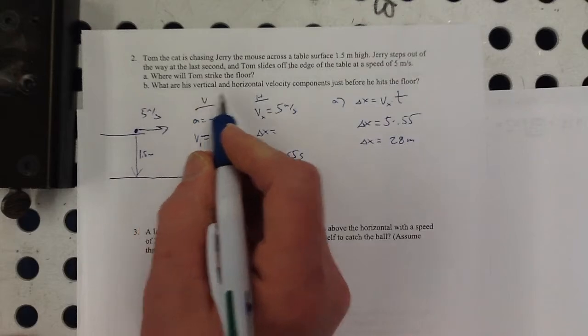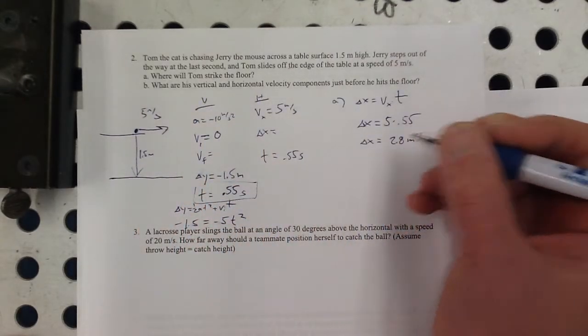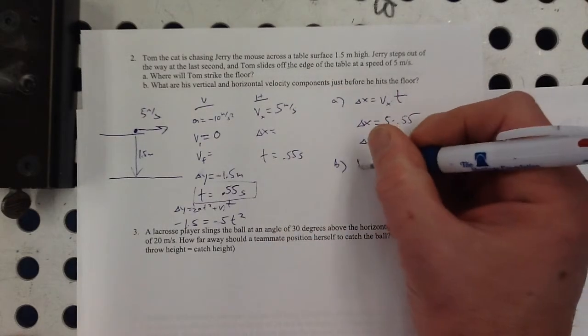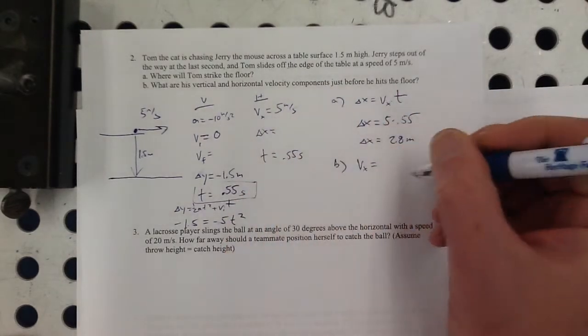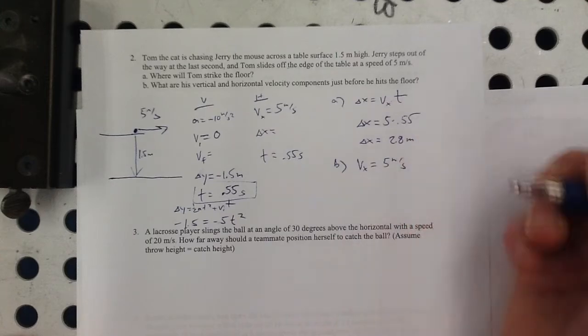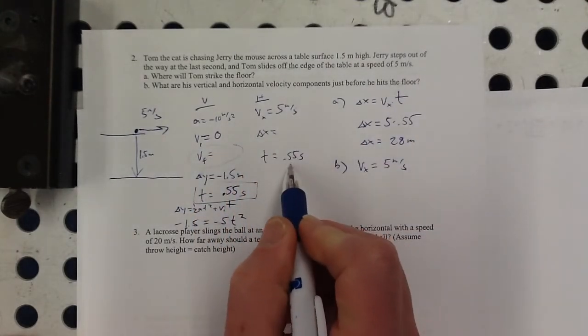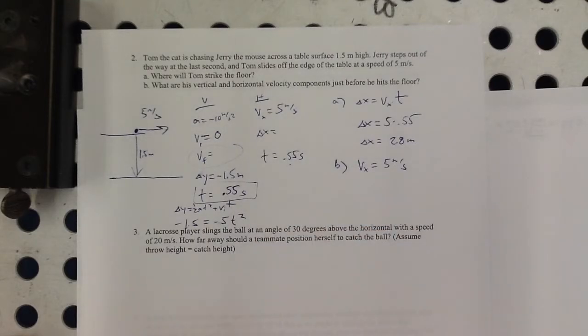Okay, what are the vertical and horizontal components just before he hits the floor? So I know what the horizontal is. The horizontal velocity is 5 meters per second. It's always the same. To find the vertical part, that would be the final velocity right when he gets to the floor, so at that time.